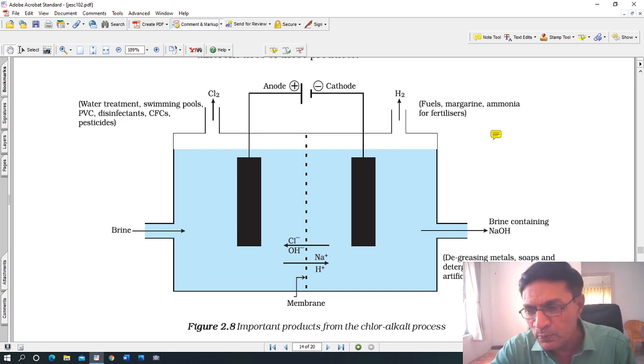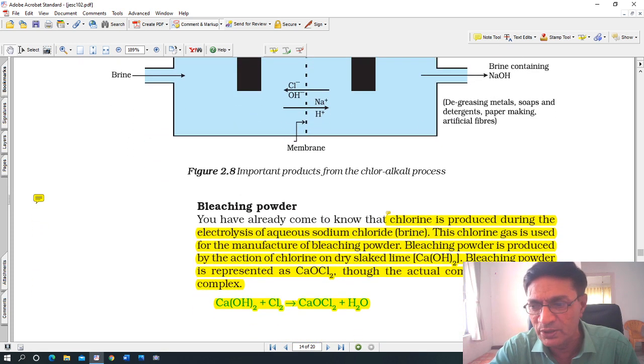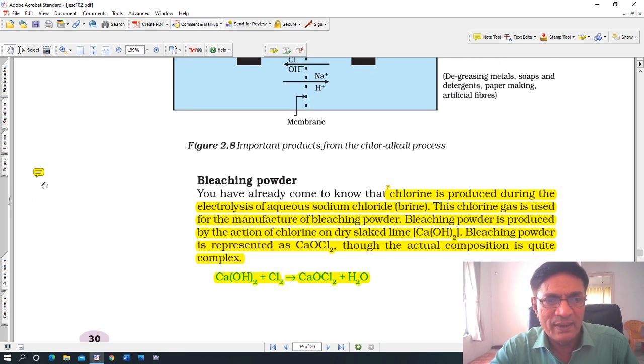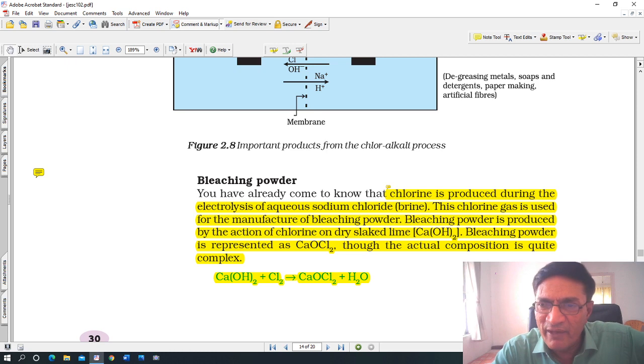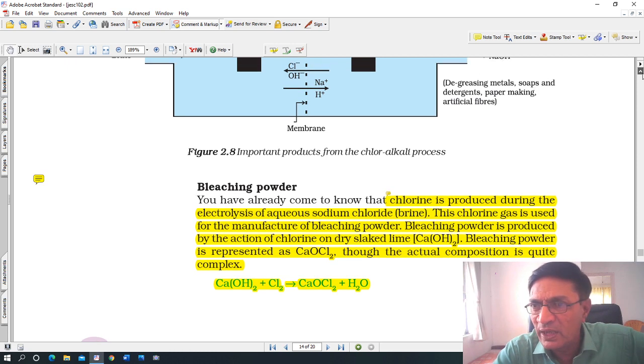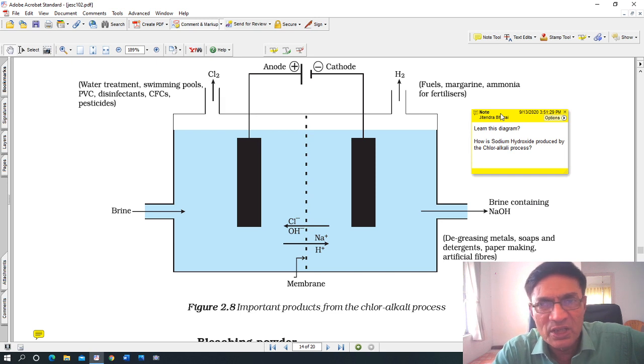So all this, electricity passing through brine, this chloralkali process, is an extremely important and useful process. You should be able to learn this diagram also. Now here: explain the preparation of bleaching powder with the help of its equation also. Whenever you are supposed to prepare this type of thing, you must always give the equation. Here again I have written, learn this diagram. How is sodium hydroxide produced by the chloralkali process? You should be able to learn it and reproduce it.